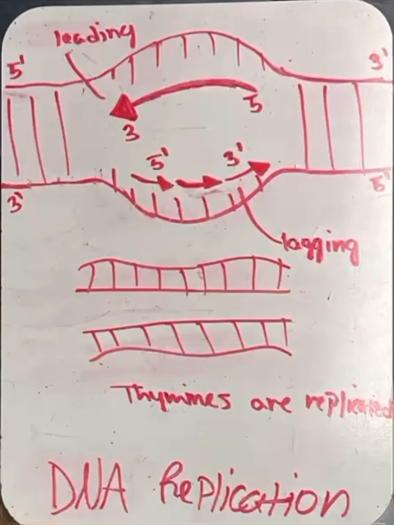Here's an example, like a drawing of DNA replication. At the top you can see the leading strand, and at the bottom you can see the lagging strand. And in DNA replication, the thymines are replicated. So this is just a quick example of what DNA replication actually is.